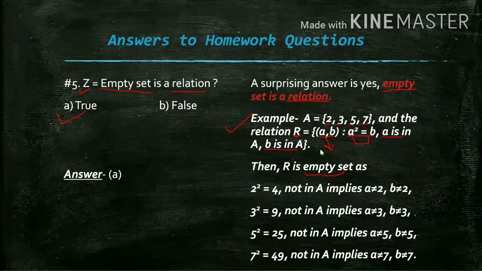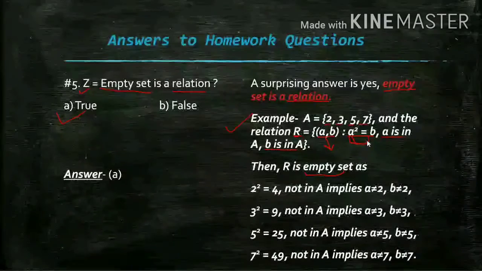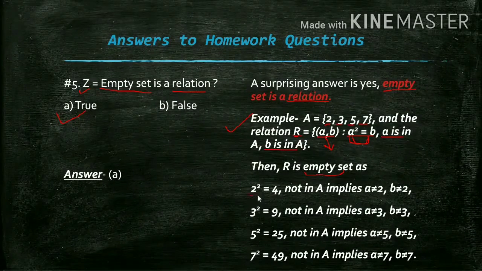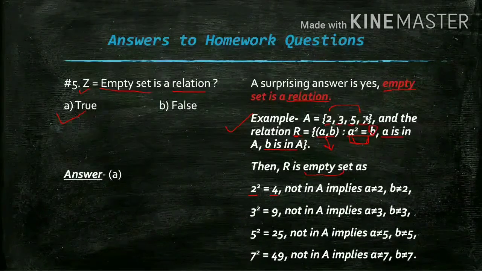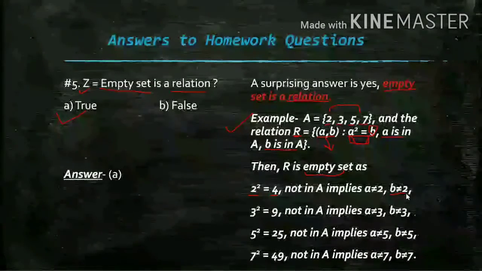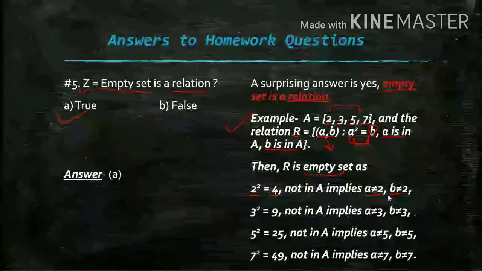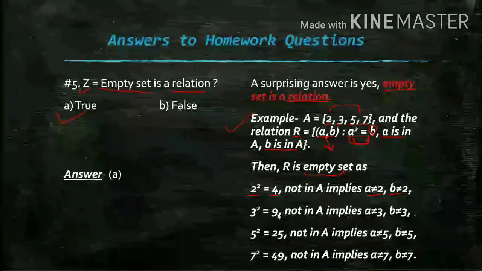How? Suppose I take a as 2. Then this must be the condition followed: its square is b. So 2 squared would be 4. Now 4 is not in the set, so b can't be 4, because if b is 4, then it must belong to the set. That means a can't be 2, and similarly b can't be 2. I just can't take them both.